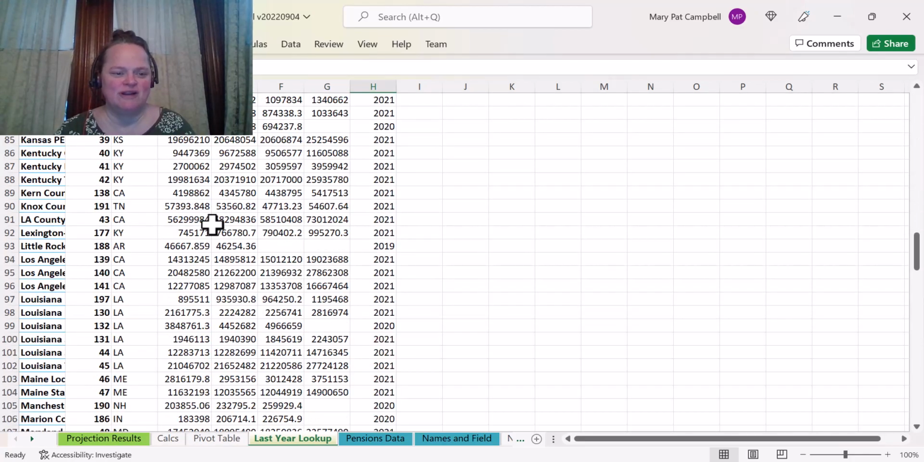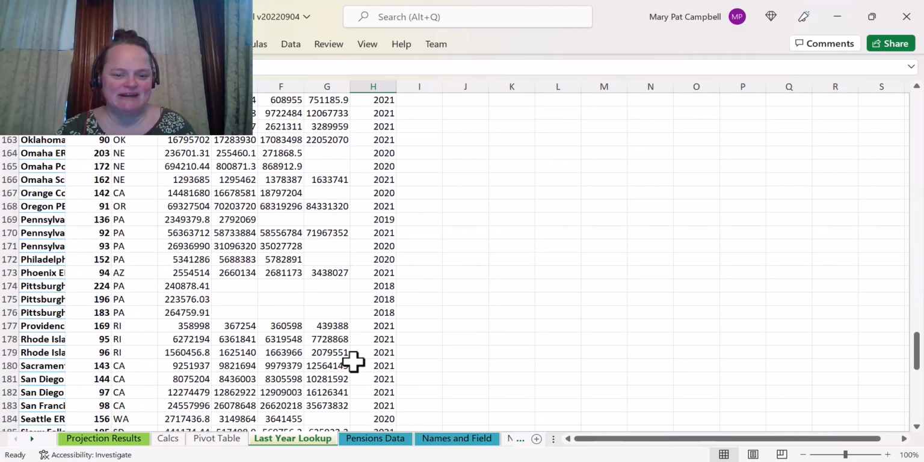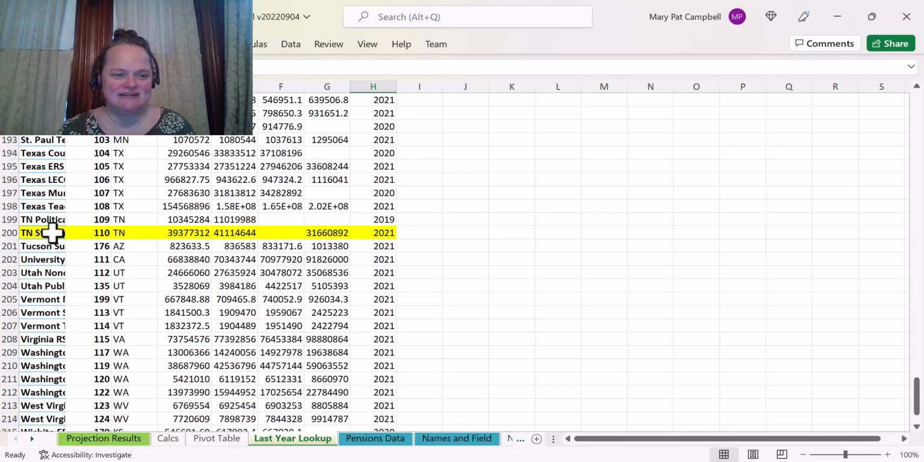You'll see there's one plan, and I'll show you what happens with that plan. Tennessee State and Teachers is missing the 2020 data. That's a strange one.